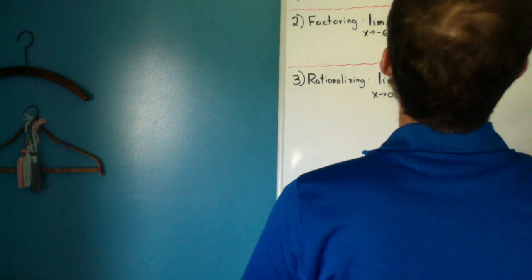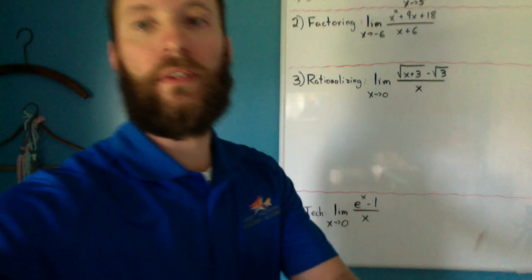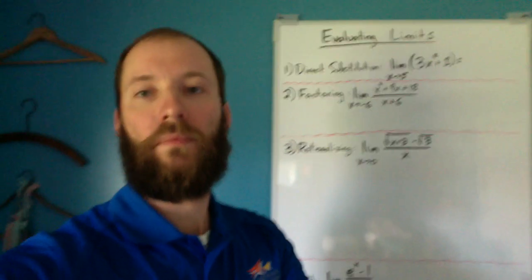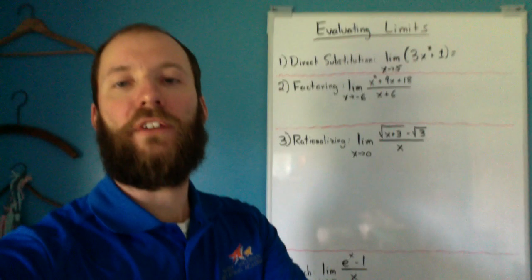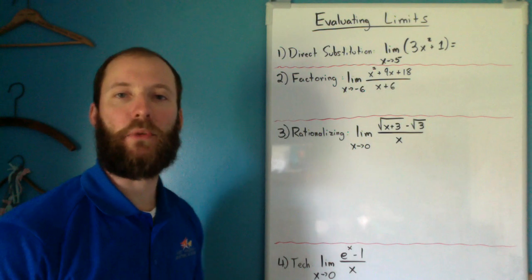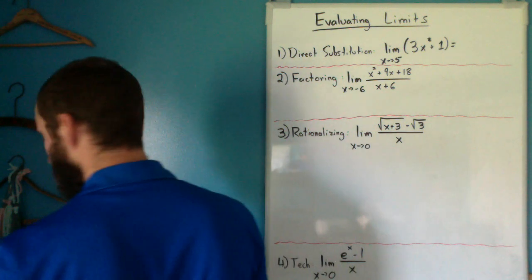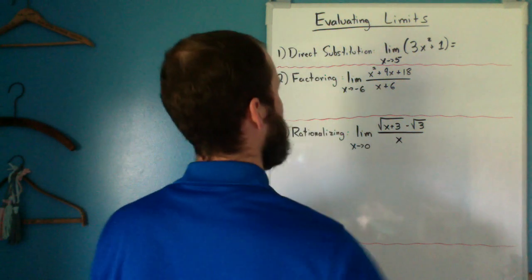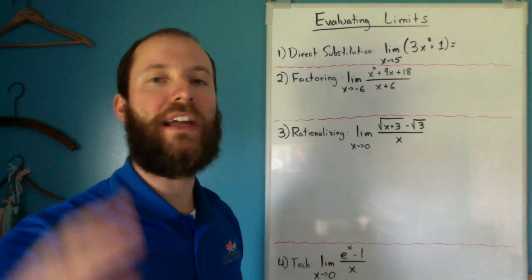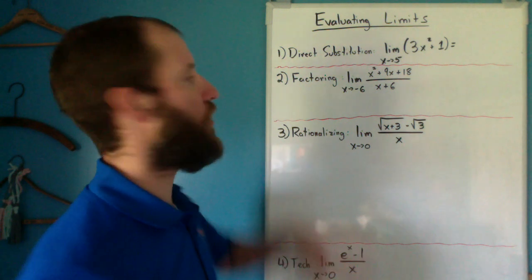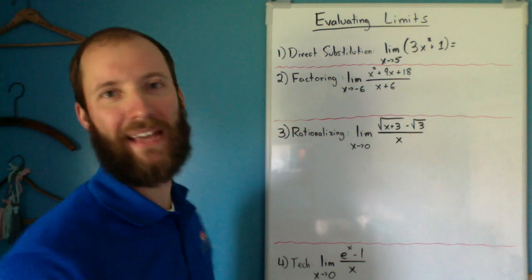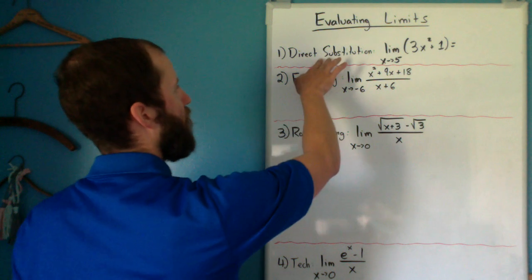So, evaluating limits. Now there's kind of 4 main methods that we're going to look at. The first is direct substitution, and you really want to go through them in this order. A lot of these problems are written so that you can do one of these methods. So the first is direct substitution.